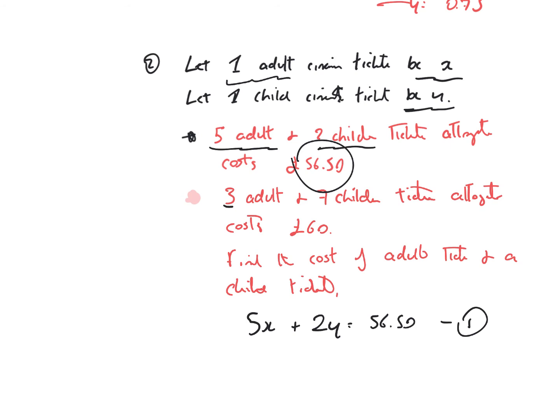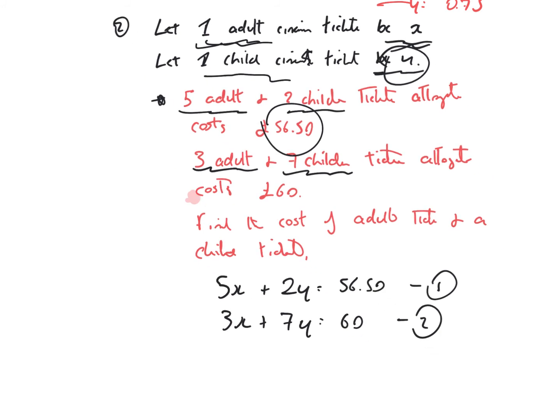There's equation 1. 3 adult, so 1 adult is 1X, 3 adults is 3X, plus 7 children, so 1 child ticket is Y, so that'll be 7Y, and altogether that's going to cost £60, and that's equation 2.